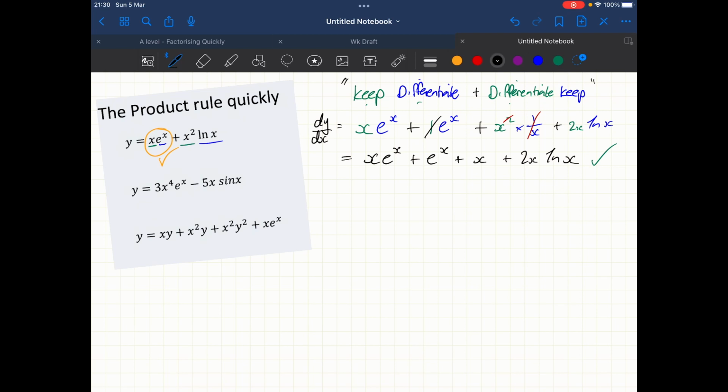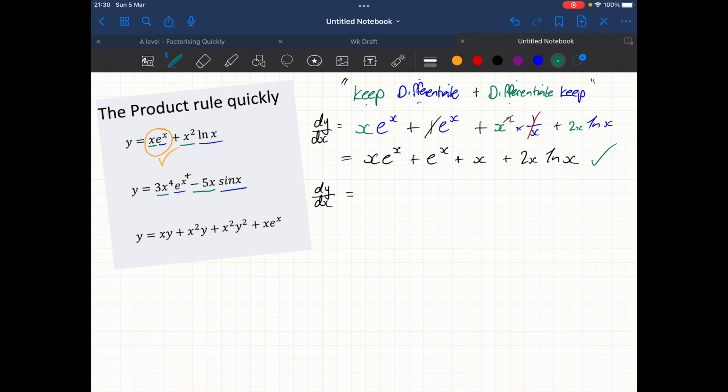Let's try another one. So for the next one, dy/dx equals, and I'm going to keep that bit, and differentiate, and then I'll do differentiate and keep again. This one here, to avoid any confusion, I'm going to include the sign before. So I'm going to put a plus sign there in between. Okay, it'll make a bit more sense in a minute.